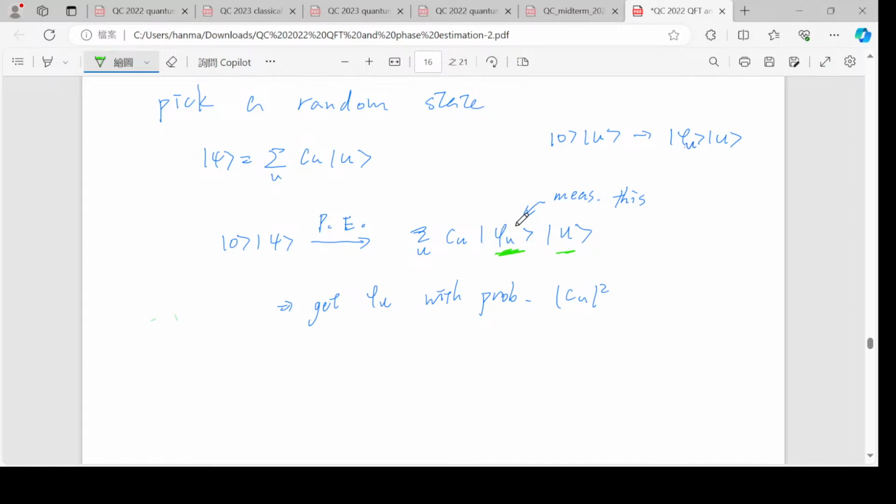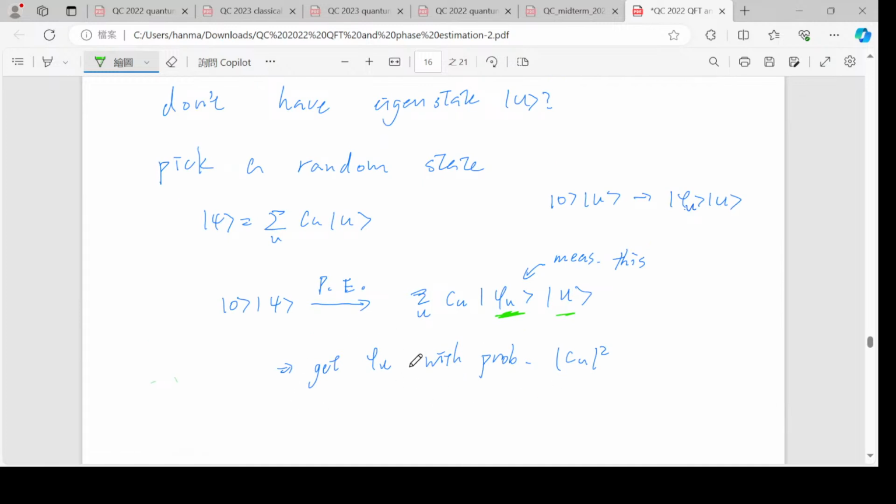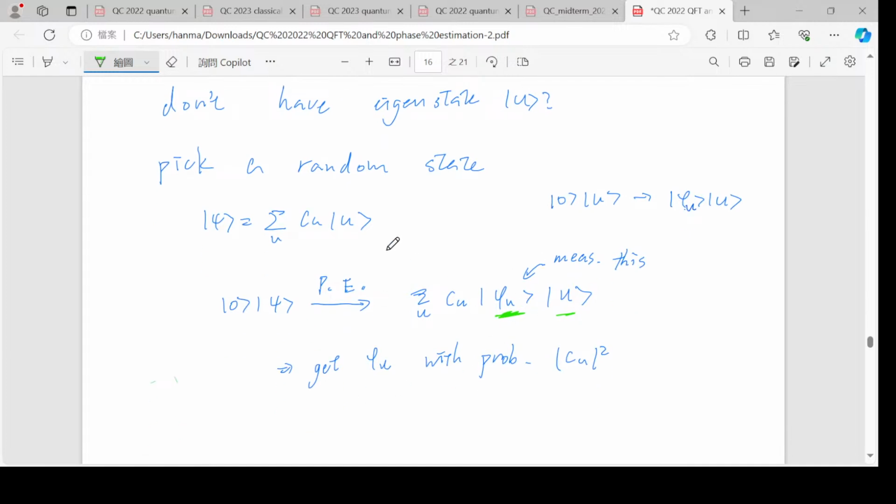Now you measure the psi u register, then you will get your psi u with probability c_u squared. So this tells us that even if you don't have an eigenstate, you can still get some information about the eigenvalue of your big U. If you pick a random state, it has some superposition over different eigenvalues, different eigenvectors, then you will probabilistically get some of the eigenvalues.